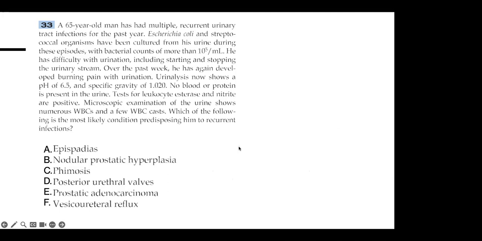A 65-year-old man has had multiple recurrent UTIs for the past year. E. coli and streptococcal organisms have been cultured from his urine during these episodes, with bacterial counts of more than 10 raised to 5. He has difficulty urinating, including starting and stopping the urinary stream. Over the past week, he has once again developed burning pain with urination, dysuria. Urinalysis now shows a pH of 6.5 with specific gravity of 1.020. No blood or protein. Tests for leukocyte esterase and nitrites are positive. Microscopic examination of the urine shows numerous WBCs and few WBC casts. Which of the following is the most likely condition predisposing him to recurrent infections? What is the answer?